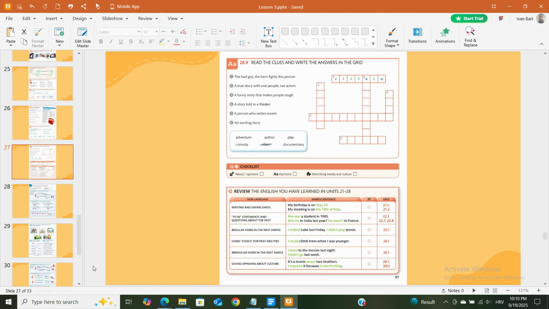Unit 21.1, 21.2, 22.1, 22.7, 22.8, 23.1, 24.1, 26.1. It's a movie about two brothers. 28.1 Giving opinions about culture. I enjoyed it because it was thrilling. 28.4.